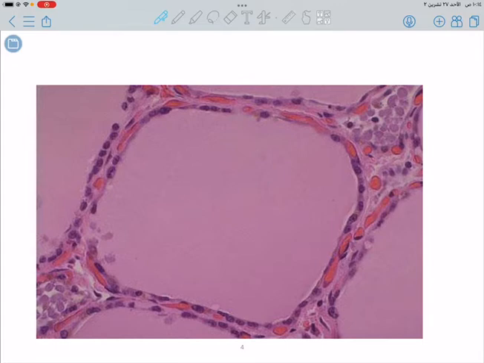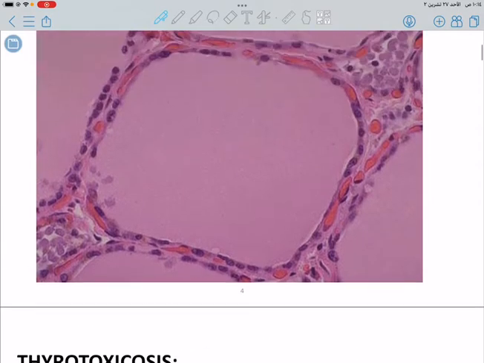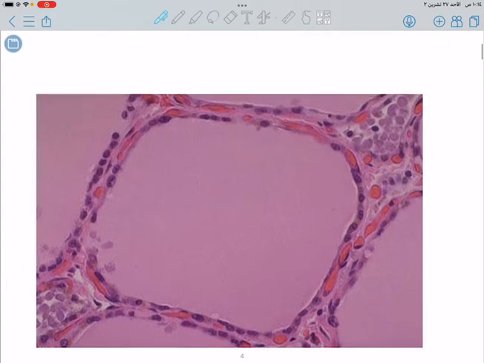And its C cells are in the stroma in between. But how does a normal thyroid gland look? The cells are flattened. That's why, in a little while, we will see in some diseases the thyroid follicular cells are enlarged or columnar.